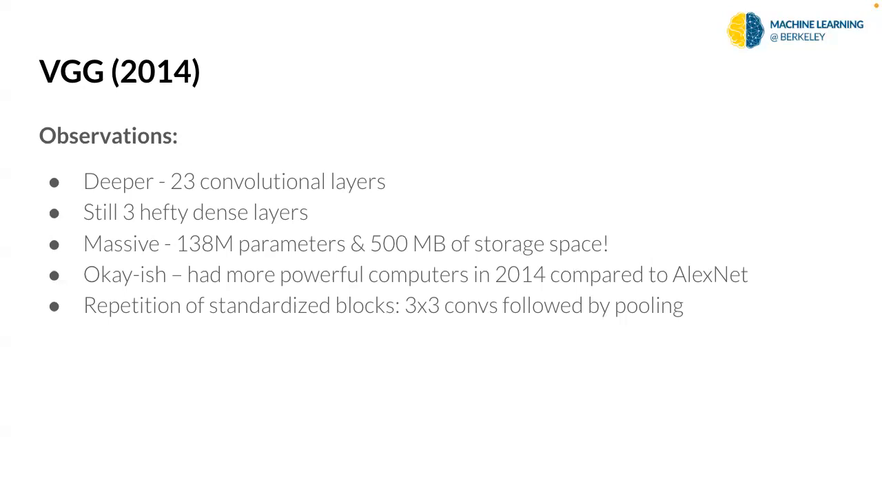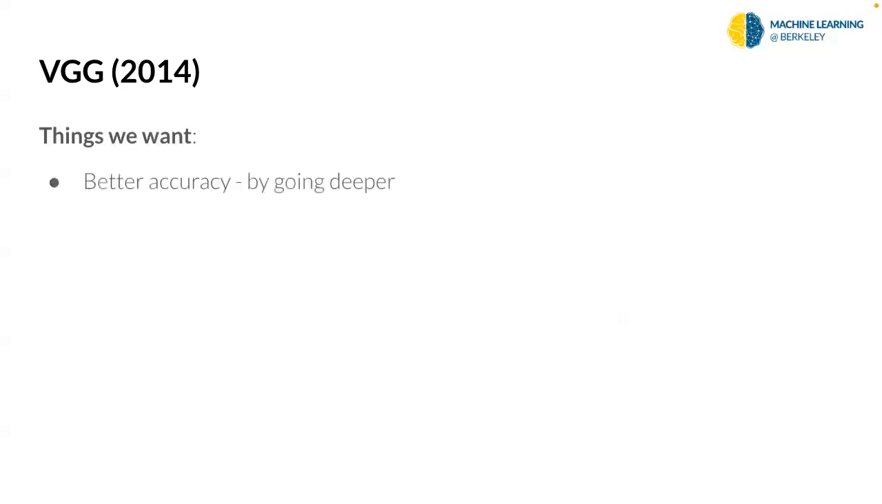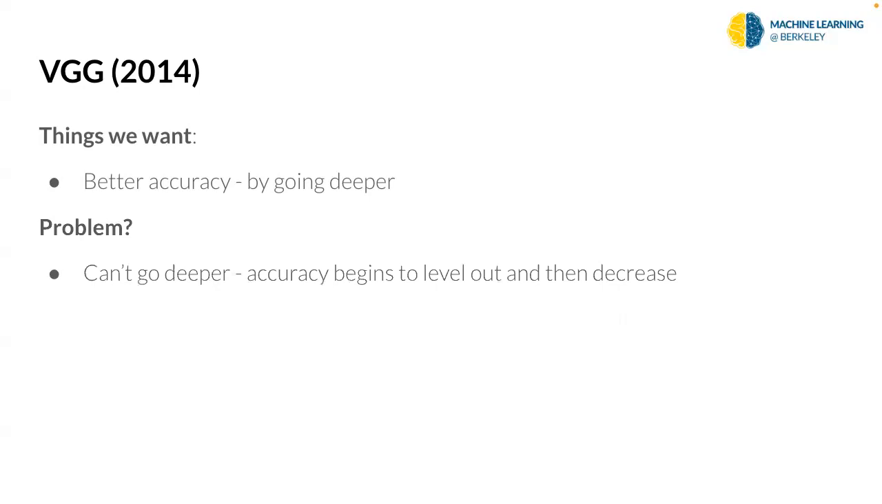Yeah. And so going forward, again, the things we want are, of course, better accuracy. And so the first guess, what if we just go deeper? And the problem is going deeper doesn't work. Accuracy begins to level out, and then at a certain point, if you go to, let's say, 50 convolution layers, accuracy actually decreases. So let's do the same exercise again, turn to your partner and try to come up with some guesses of why does going deeper decrease the accuracy of our models?